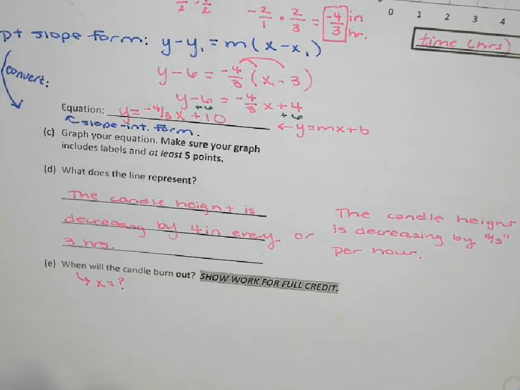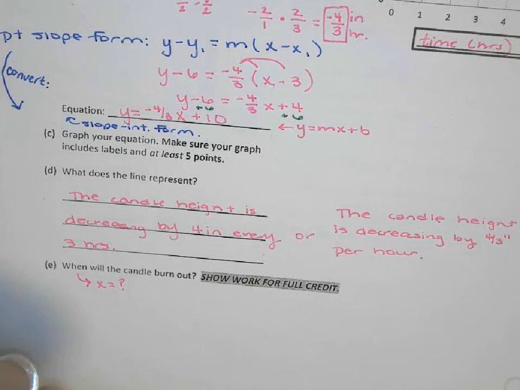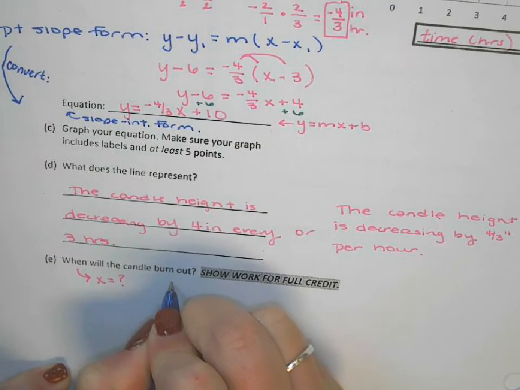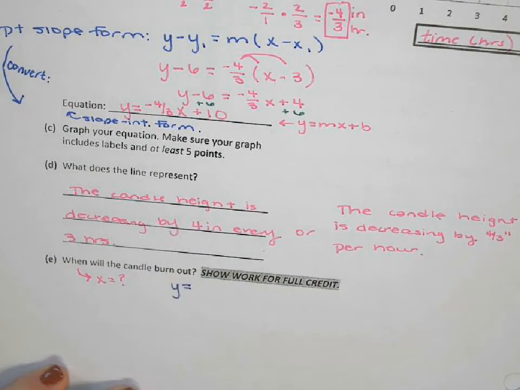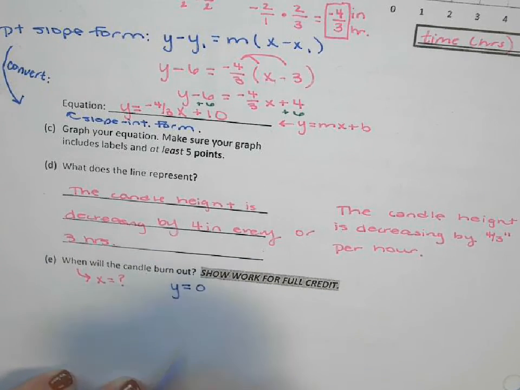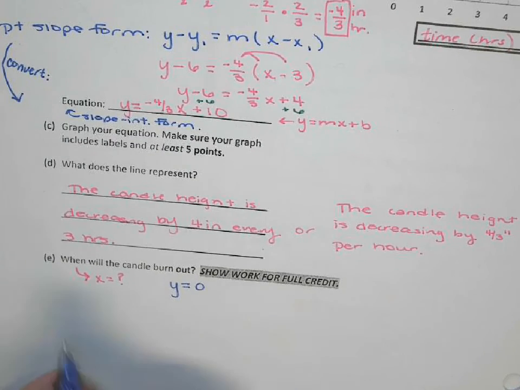Our x is the part that we don't know. That means when will the candle burn out? They gave me the height. What would the height then be when the candle burns out? What is it? 0, yeah. When the candle burns out, the height is going to be 0, right? So they're giving you the y, you're looking for the x.